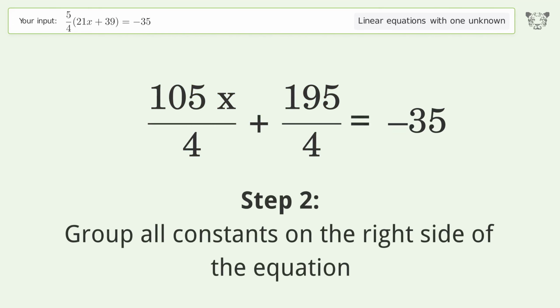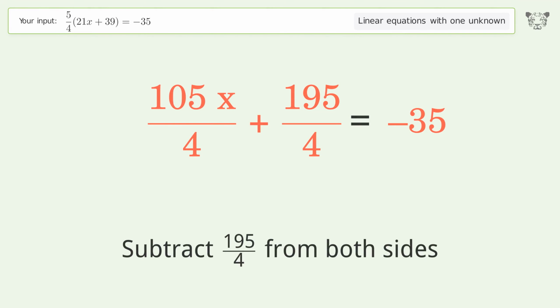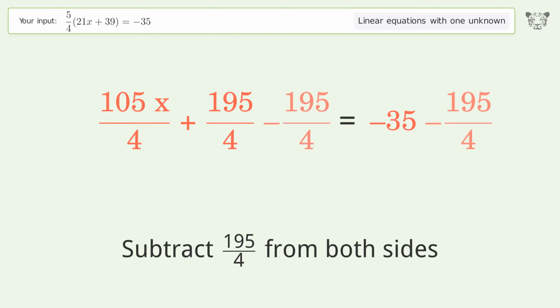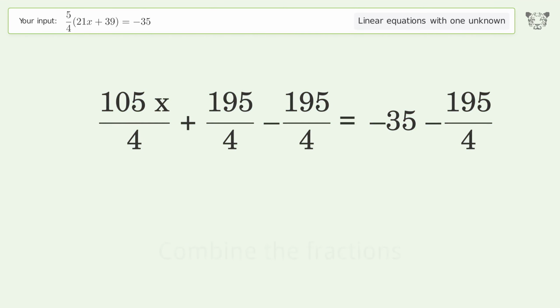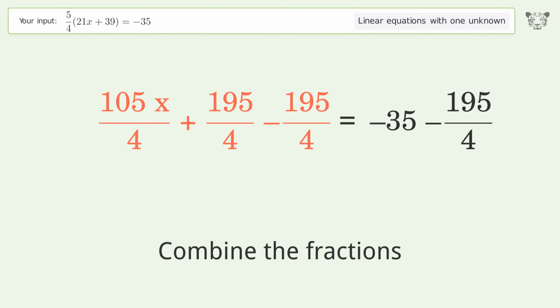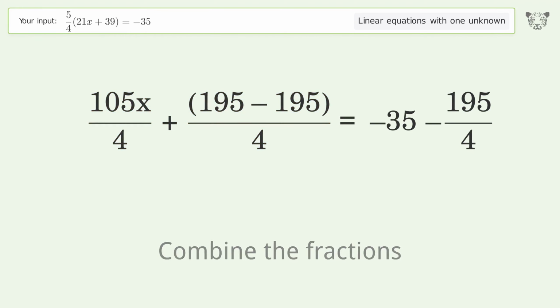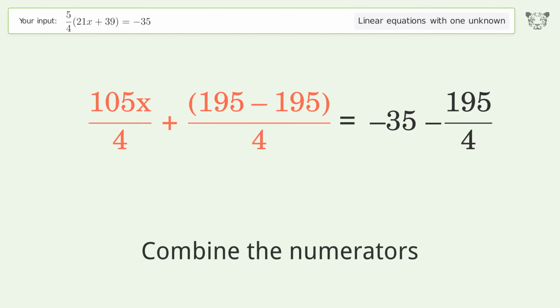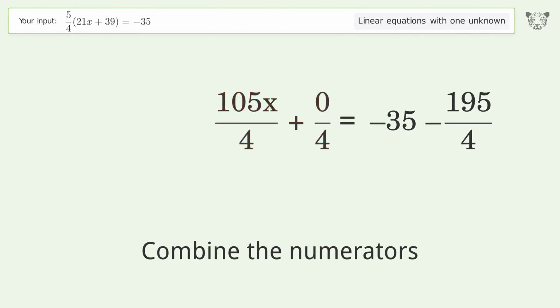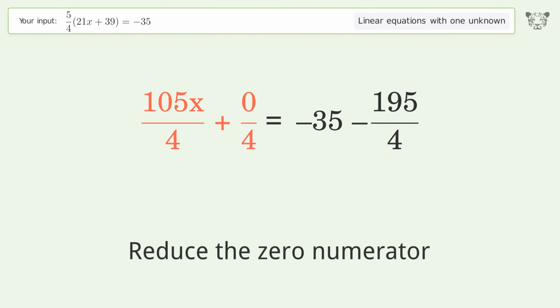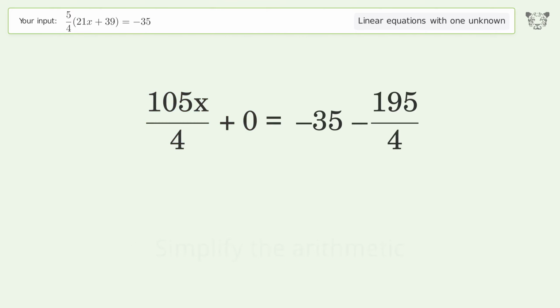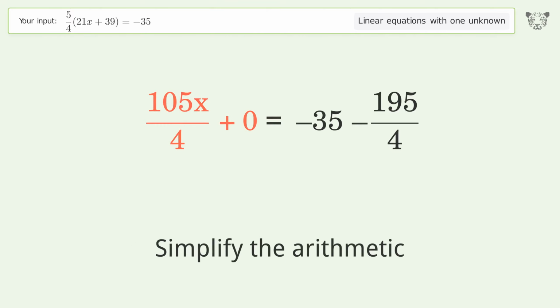Group all constants on the right side of the equation. Subtract 195/4 from both sides. Combine the fractions. Combine the numerators. Reduce the zero numerator. Simplify the arithmetic.